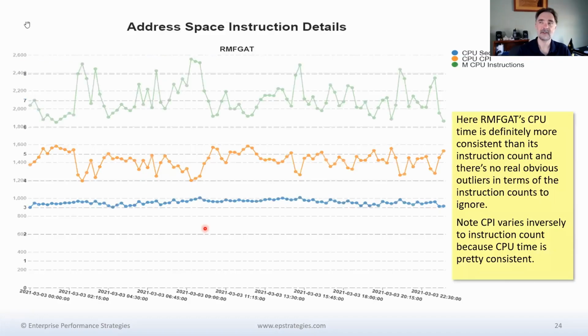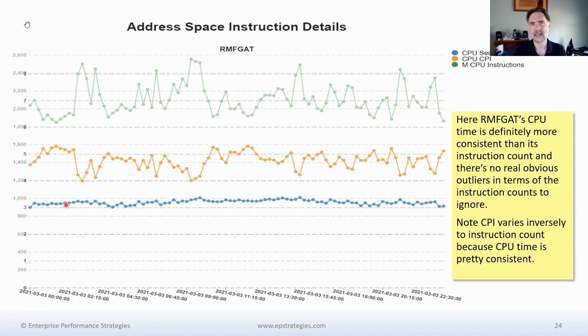I have a couple of slides here just to show you the issue with the variability of the instruction counts. So what I did was I chose a few system address spaces, the idea being that these things are hopefully doing more or less the same work all the time. For example, here I have RMFGAT, and we see it's not using a whole lot of CPU time. It's using about 3 CPU seconds every 900 seconds. So it's a relatively low CPU consumer, but it's relatively consistent throughout the day.